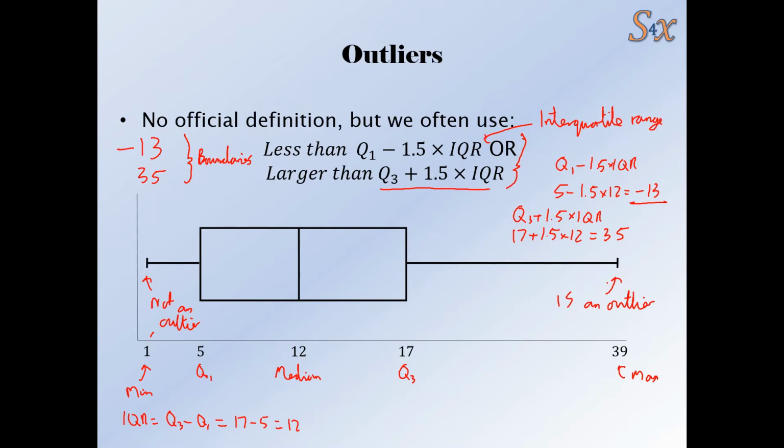So 39, and we know there's a data point there because it's the maximum. 39 definitely is an outlier. Okay, so this is how we tend to look for outliers in AS statistics.